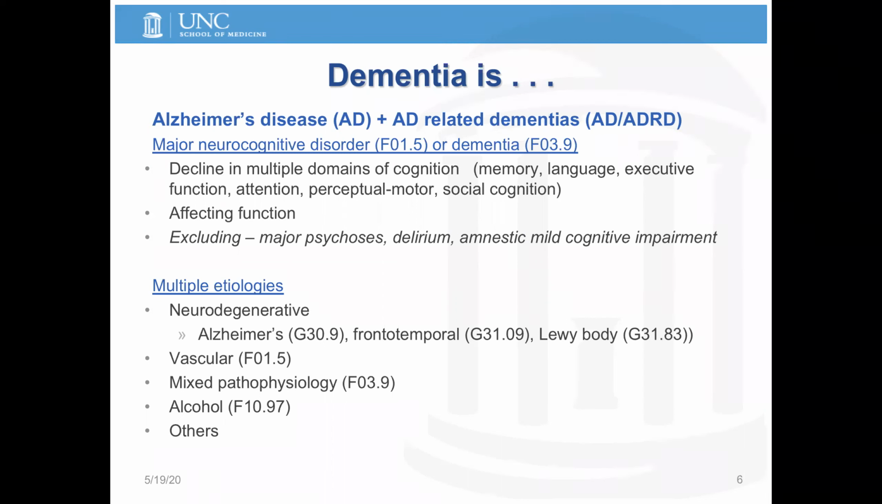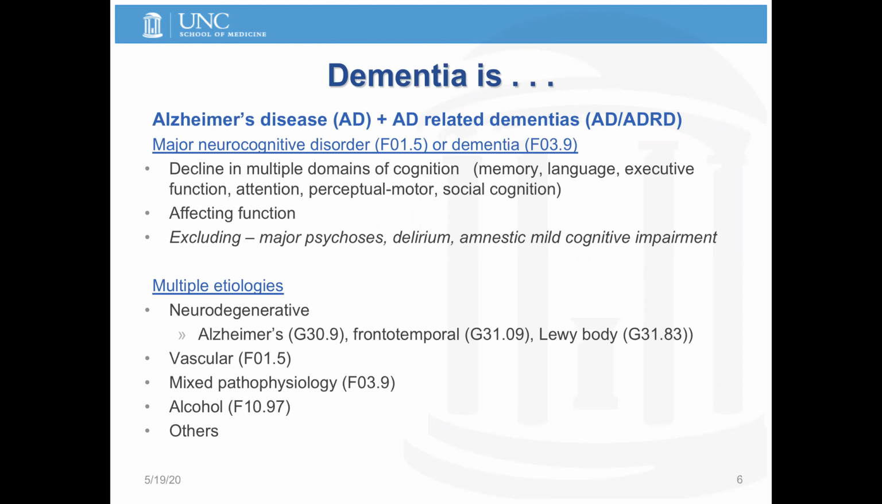AD, ADRD is Alzheimer's disease plus Alzheimer's disease related dementias. And this grouping of different underlying disease states is useful in thinking about our approach to research as we think about who the individuals are that we're interested in helping. In our coding system, dementia has become major neurocognitive disorder as well. So sometimes that terminology you will see used, although that's, as I said, primarily in ICD coding.